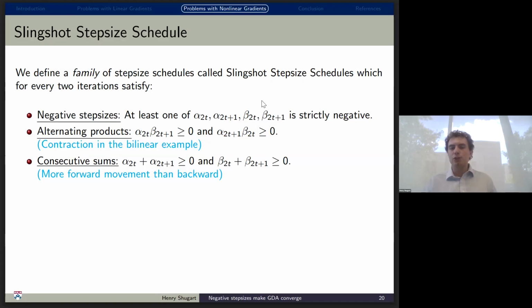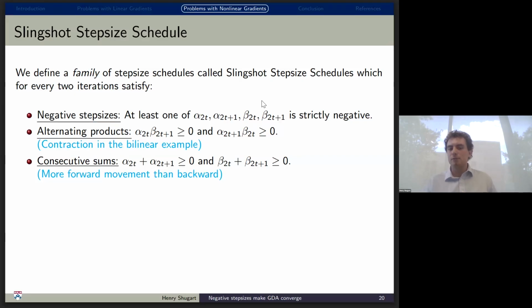One of the 4 steps across 2 iterations is strictly negative, not just 0. And then we're going to have this alternating products condition, where alpha 2t times beta 2t plus 1 and alpha 2t plus 1 times beta 2t are greater than 0. If you recall, in the bilinear example, these are the terms that I called out as the benefit term. So they're the diagonal terms. This is the h squared in the bilinear example. And this is really what drives the contraction, at least in that example.